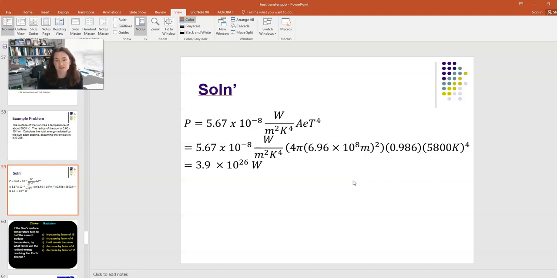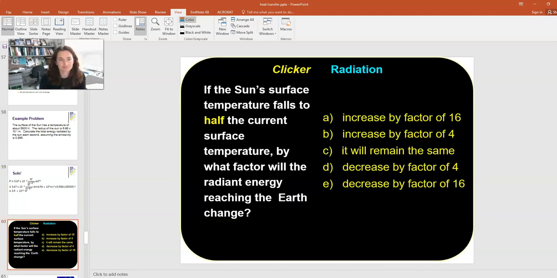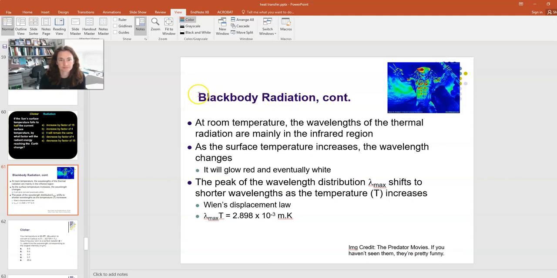The emissivity of the sun was given to us as 0.986, and the temperature of the sun is 5,800 Kelvin, which we would then raise to the fourth power. And then that would give us a power of 3.9 times 10 to the 26 watts. And of course, that is the rate at which the sun is radiating away thermal energy in the form of blackbody radiation. Okay, so that's the rate of heat transfer via radiation.